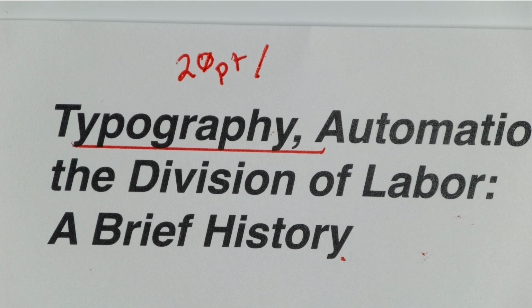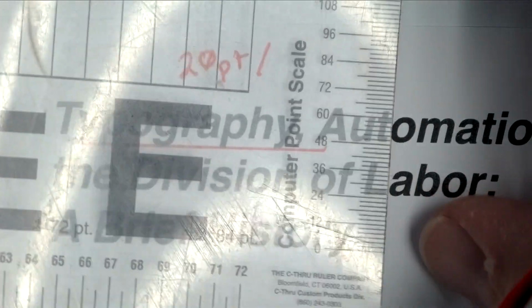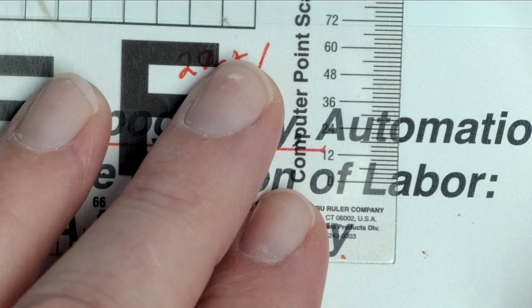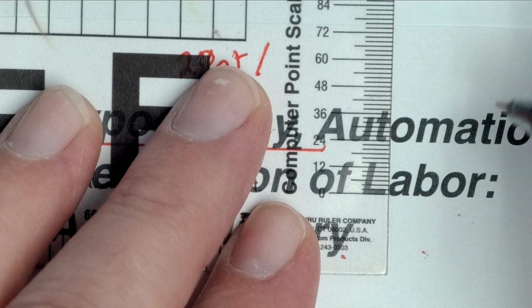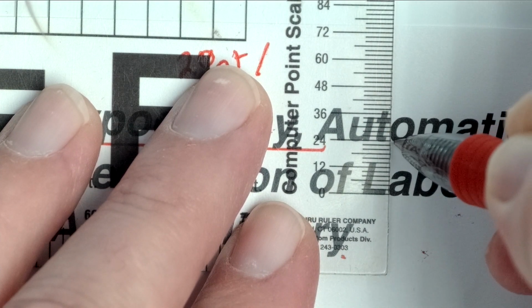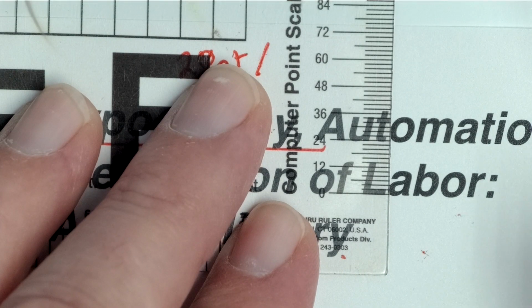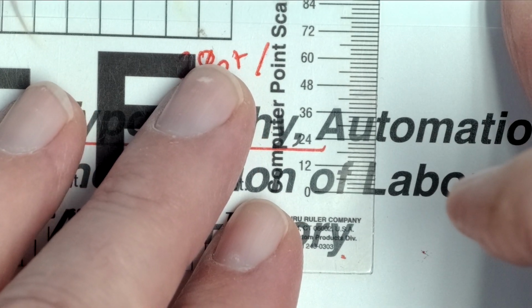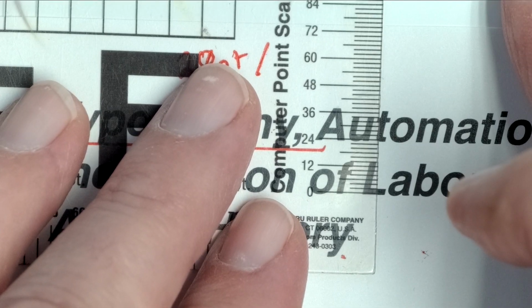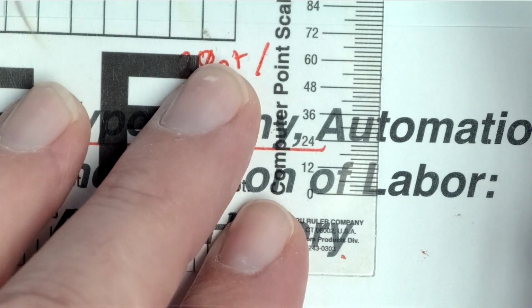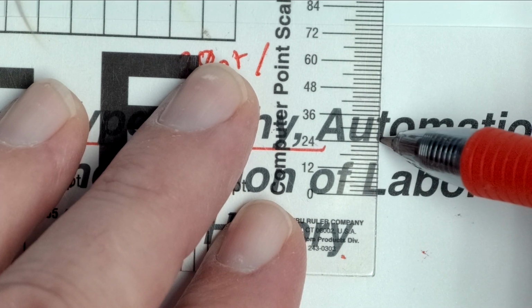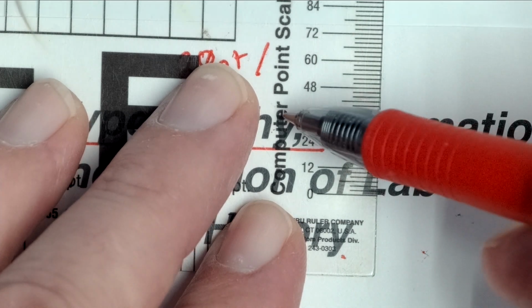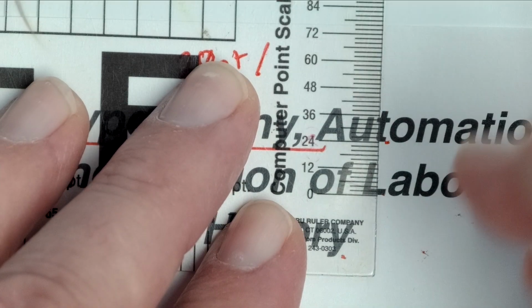Baseline to baseline, right? Okay, so I'm going to grab my point scale here, and I'm going to start here at the bottom. I'm going to line this up with the lowercase L here. So from this baseline to this baseline here, what does it measure? Let me move this over so we can see the numbers. What does it look like my leading is? 24. Yeah, it's 24. Does everybody see that? So from baseline to baseline, it looks like it's exactly 24 points.